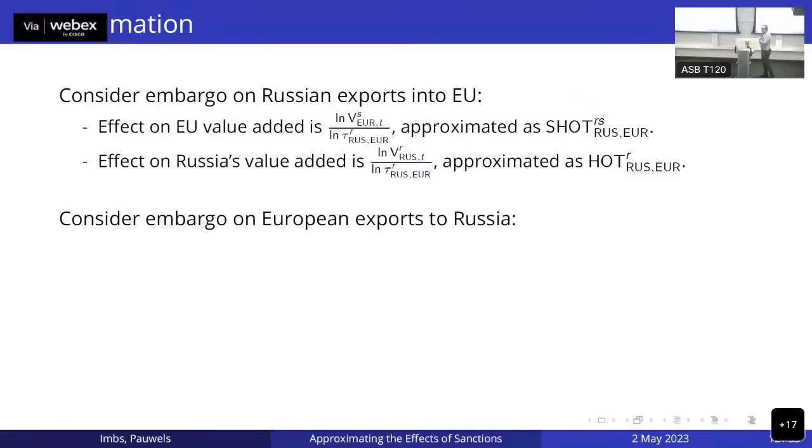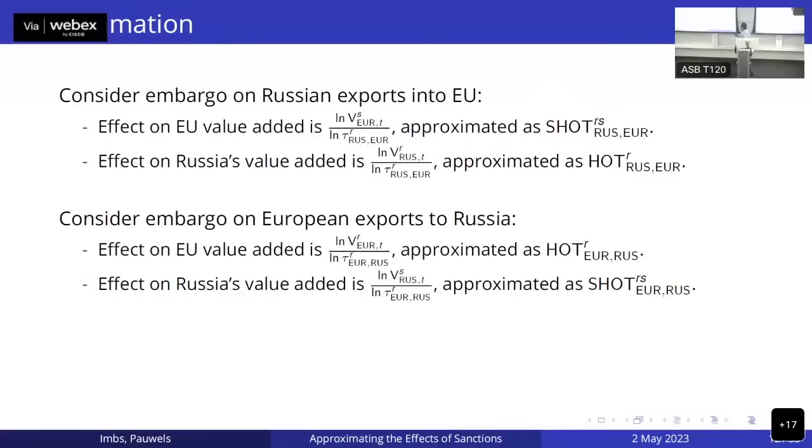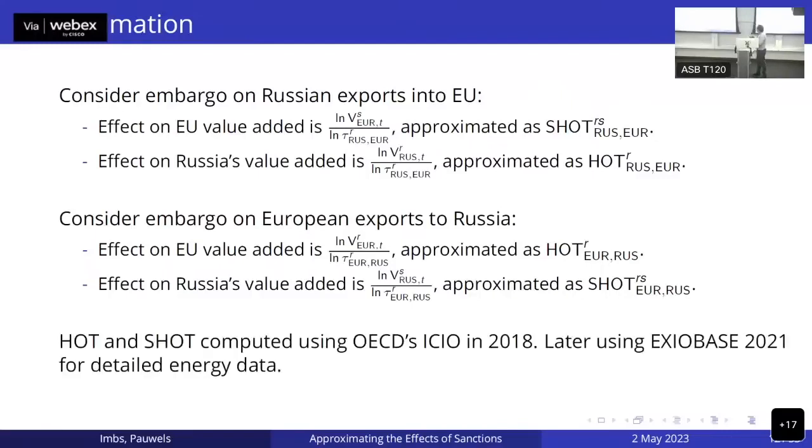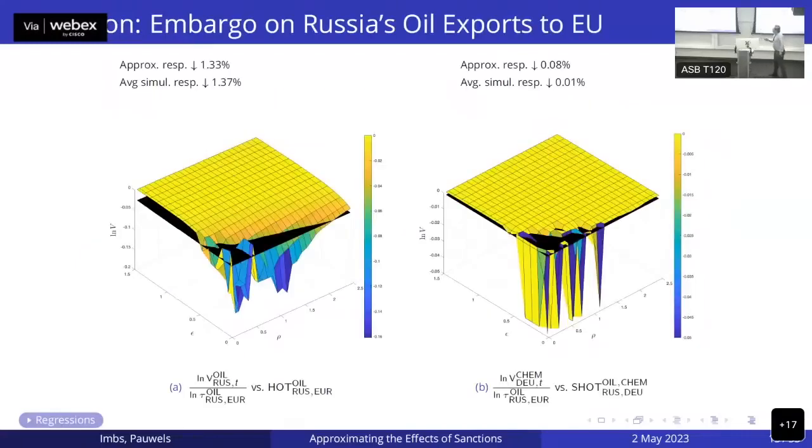HOT. And then we do the reverse sort of exercise where we are embargoing European exports to Russia. And again, we have two measures. So this means it's a downstream shock. For the EU, we look at the EU value-added response to this embargo, which is captured by HOT. And again, we look at the Russian value-added response from not getting any inputs from Europe, and that's captured by SHOT.